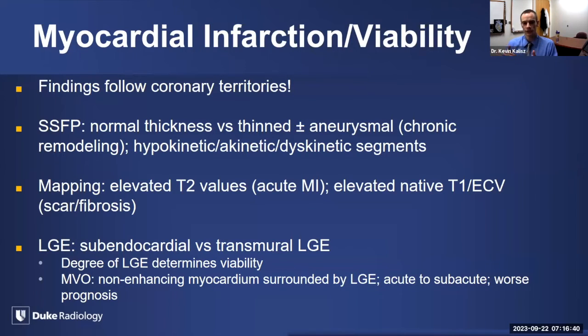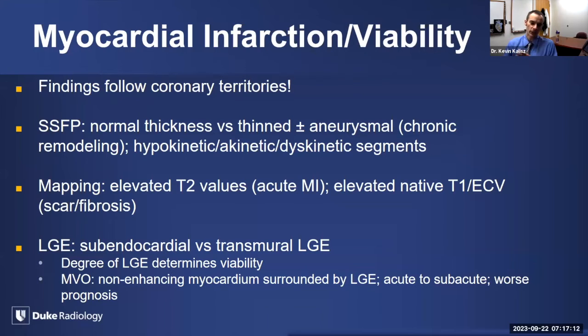When it gets more severe or chronic, then you're going to get structural changes or wall motion abnormalities, and the wall can get thin. In the most extreme case, you can get aneurysmal, and then anything on the spectrum from hypokinesis to akinesis or even dyskinetic segments. Mapping, if you're going to do it, again, I don't have strong feelings that you do, but in the setting of an acute or subacute MI, you're going to have findings of edema or elevated T2 values. And then, of course, if you have scarring, that's going to lead to fibrosis, in which you'll have some elevated T1 values or ECV.